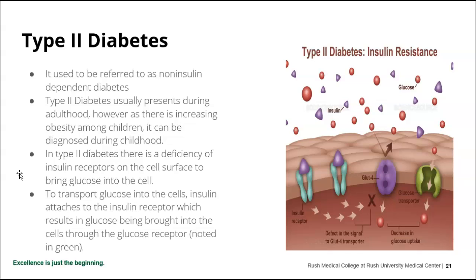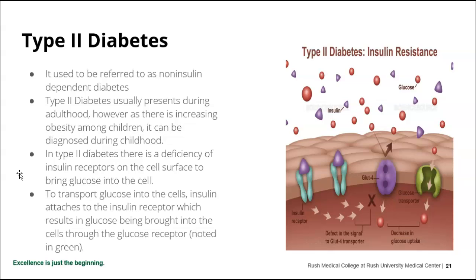So let's talk about type 2 diabetes. Type 2 diabetes is a completely different disorder. And again, we used to refer to it as non-insulin dependent diabetes, and it usually presents during adulthood. However, as we've had more and more childhood obesity, we are seeing this in younger and younger individuals. In type 2, there's a deficiency of insulin receptors on the cell surface to bring the glucose in.